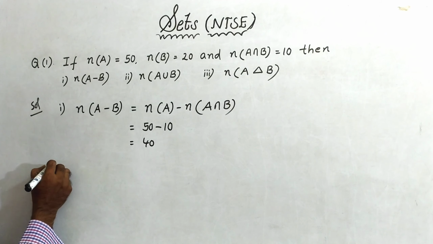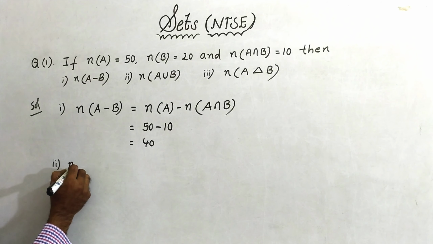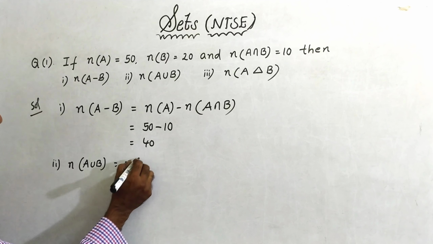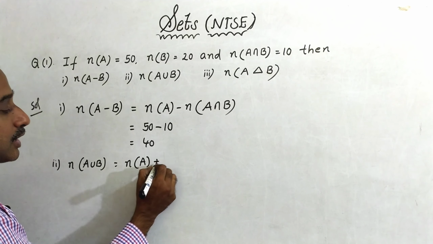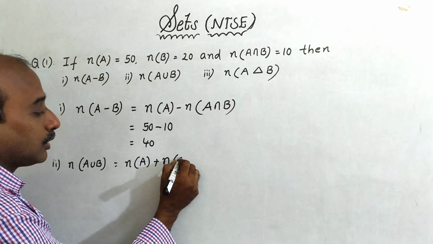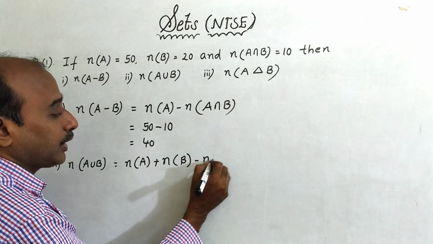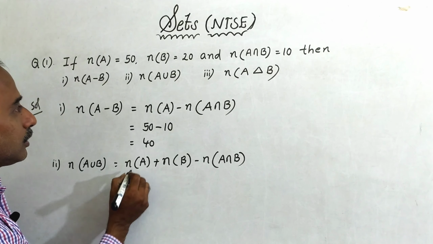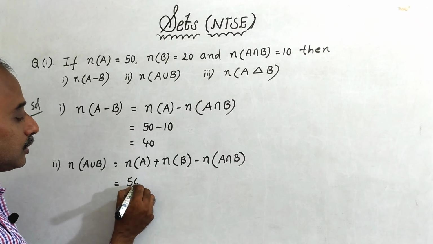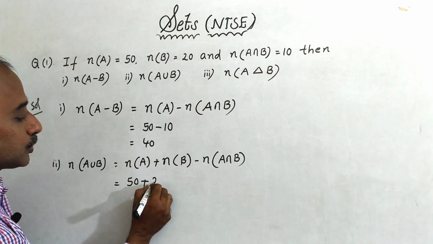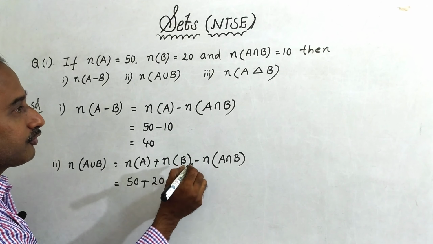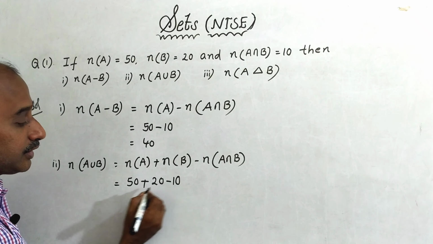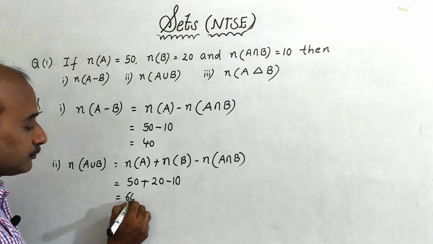Now come to the second, Roman 2. n(A union B) is equal to n(A) plus n(B) minus n(A intersection B). Now what is n(A)? n(A) is 50. So n(B) is equal to 20, minus n(A intersection B) is 10. So 50 plus 20 is 70, 70 minus 10 is 60.